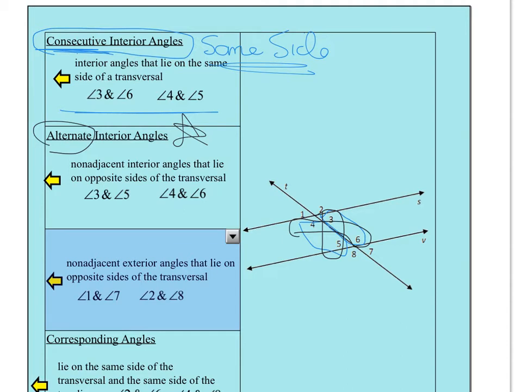All right? So non-adjacent exterior angles are going to be exactly what they sound like. Non-adjacent, so not next to each other, exterior angles. So that'd be 1 and 7, 2 and 8. Non-adjacent, not next to each other.